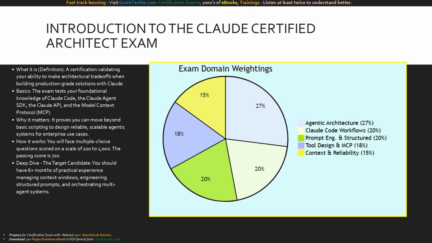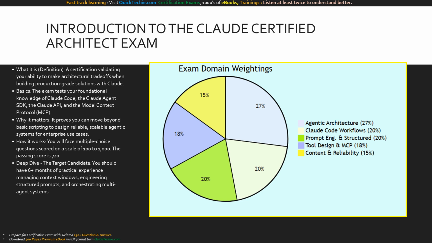As this pie chart clearly illustrates, the exam is divided into 5 core areas. Your heaviest focus must be on agentic architecture and orchestration, making up 27% of the exam. Following closely are Claude Code configuration and prompt engineering, both sitting at 20%. Tool design and MCP integration make up 18%, and finally, context management and reliability account for 15%.